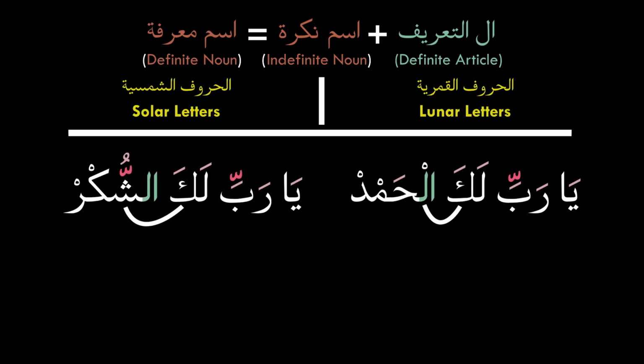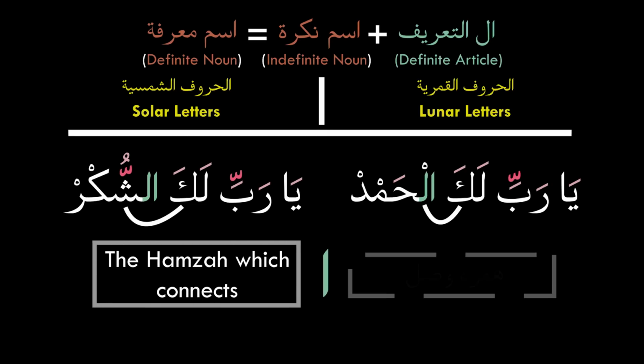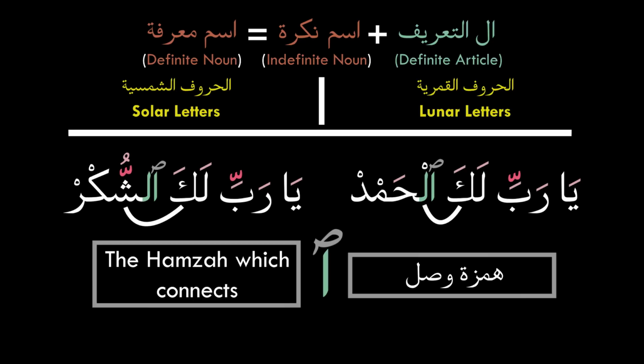And we call this alif in al the hamza which connects, or hamzat al-wasl in Arabic. So instead of putting fatha above it, we put this diacritic, and it literally means just ignore me. So whenever you see this diacritic above a letter, just ignore that letter.